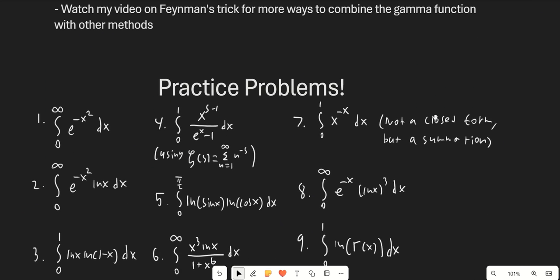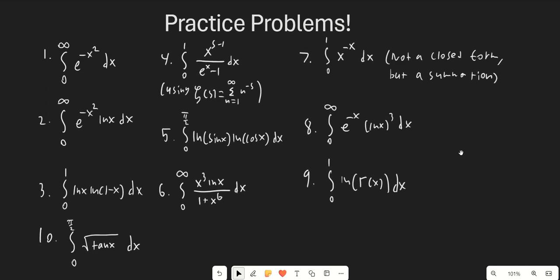Finally, let's go ahead and look at some practice problems. A few things to note here. First of all, for this one, you need to use the zeta function. And for this problem here, there will not be a closed form, so it's going to still be in the form of a summation. It's just a very cool looking summation. So this is actually called the sophomore's dream integral.